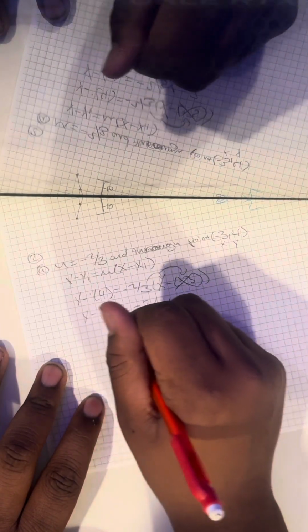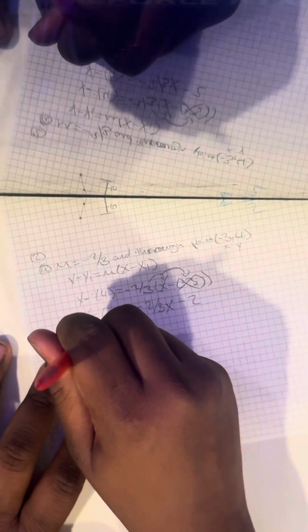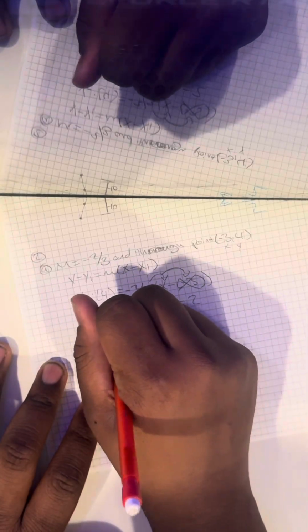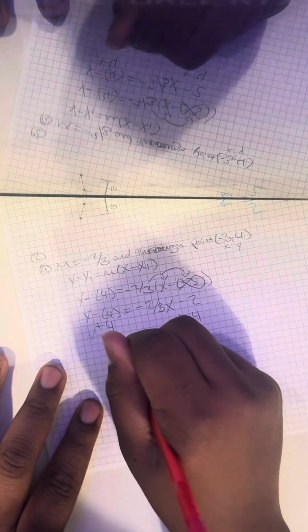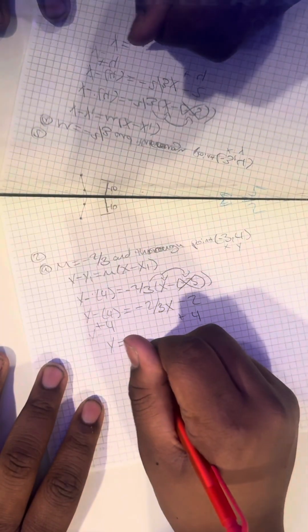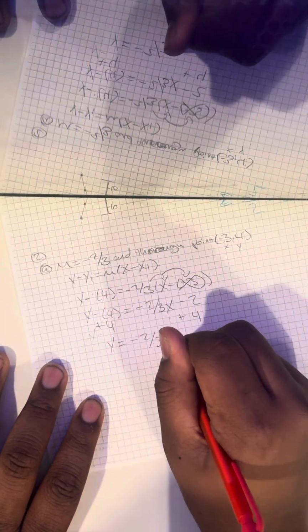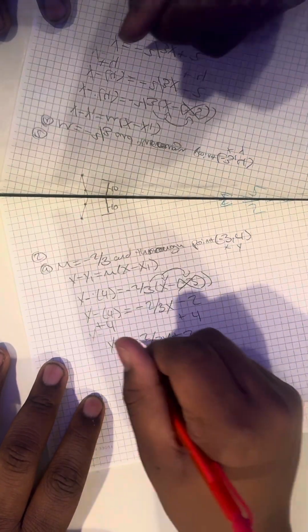So now we just need to bring this downward. Now we just need to get rid of the negative 4. So if we add 4 here, then add 4 here, this will give us y equals negative 2 over 3 x plus 2. And that will be our answer for A.